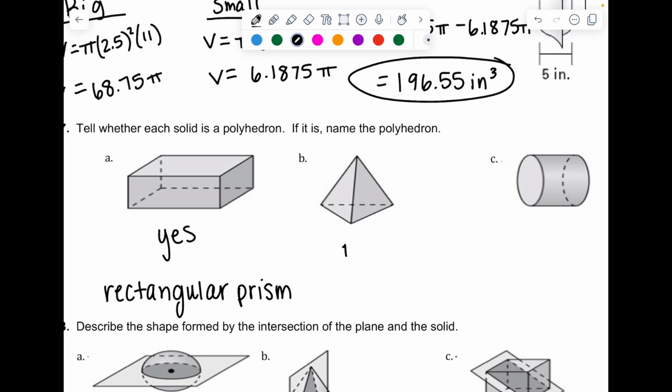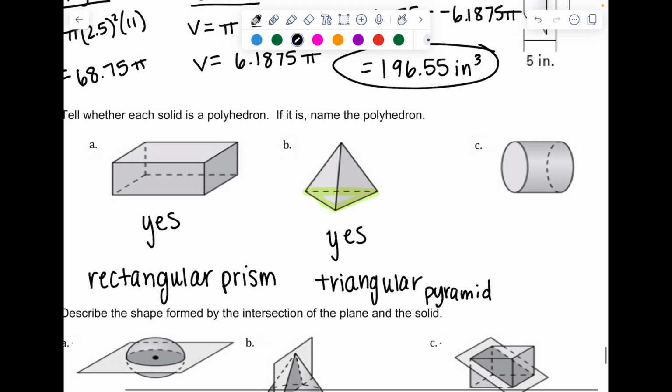For B, again, yes, this is a polyhedron, all the sides are straight. But this time it's a pyramid. And to name the pyramid, we need to look at the shape of the base. The bottom is a triangle. So it is a triangular pyramid. Now C has curved sides, so it's not a polyhedron. And we know the name of this is just a cylinder. This is just a cylinder.